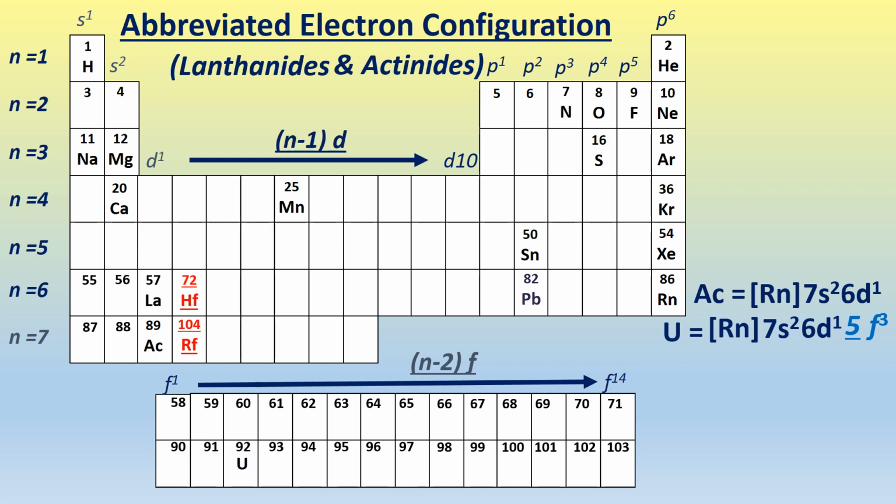Similarly, if I go all the way across to lead, the previous noble gas is xenon. I'm now in the sixth row, 6s2. After the sixth row, I drop down. I have to fill in all 14 f electrons. So it's 6s2, 4f14. Back up to the d level, which is 5d10. And finally, back over to get to element 82, which is going to be in the p level, 6p2.